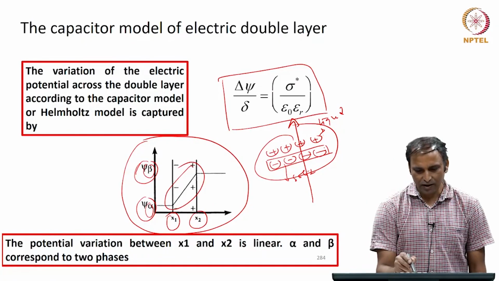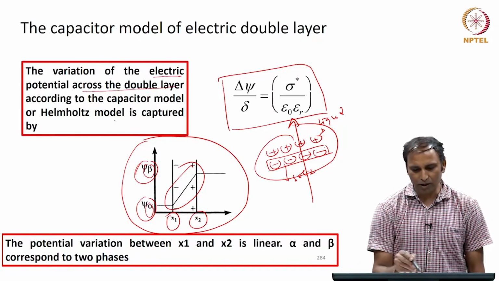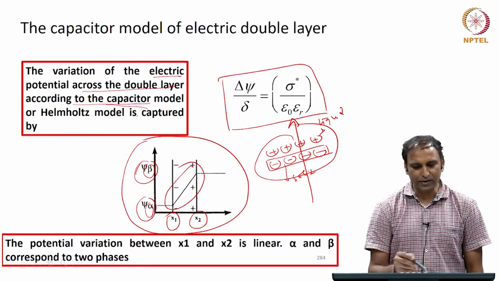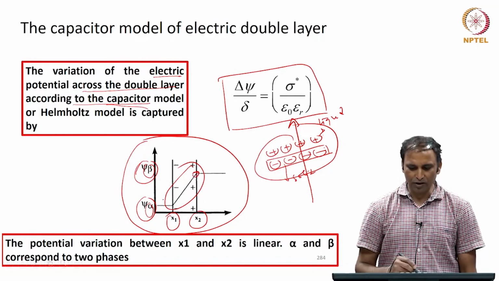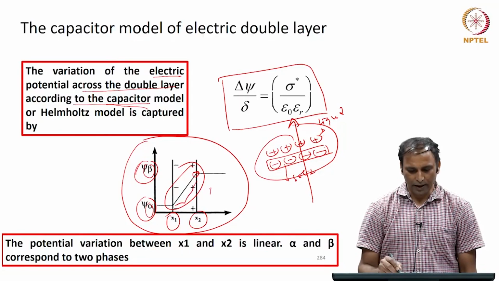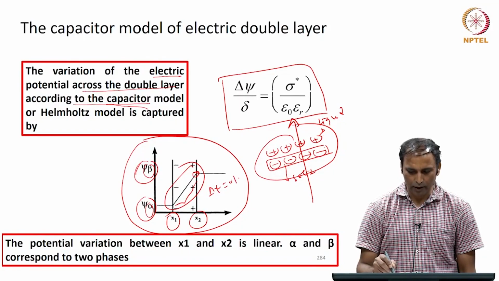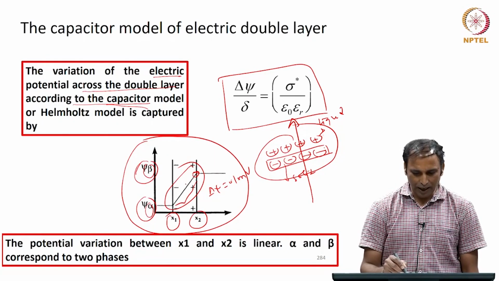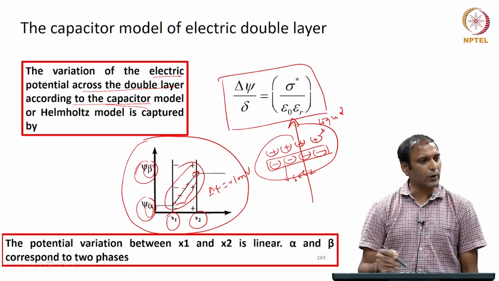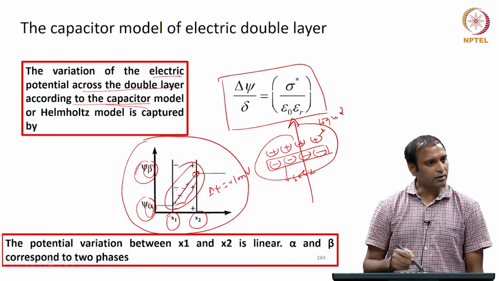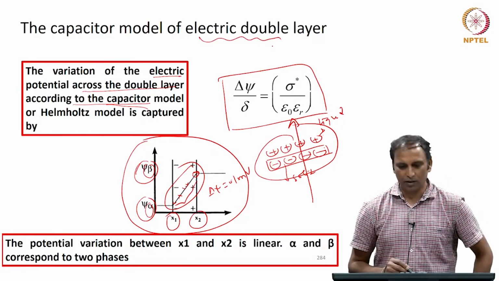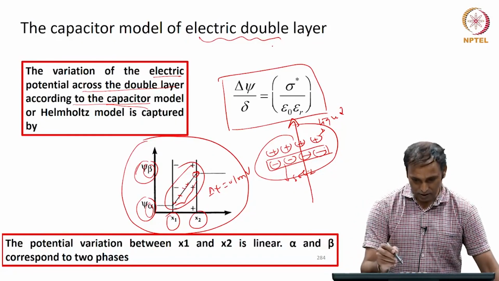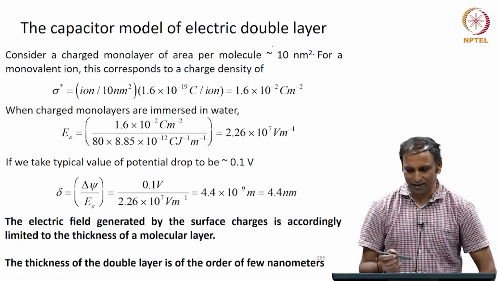So, the variation of the electric potential across the double layer according to the capacitor model is a linear variation. If I know the potential drop, that is delta psi, say 0.1 millivolt or something like that, I should be able to calculate how the potential varies across the entire gap. So, that is what is called the electrical double layer model, the capacitor model for the electrical double layer. We had done this.